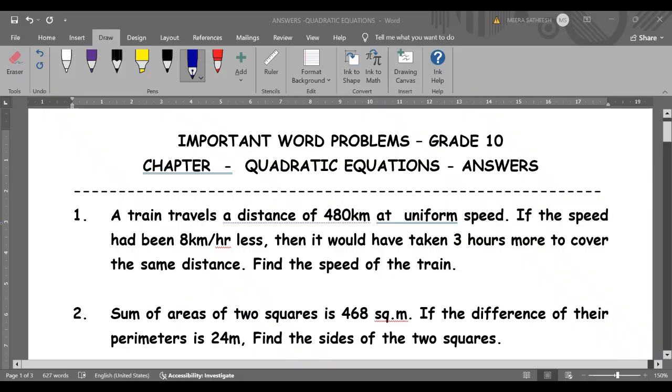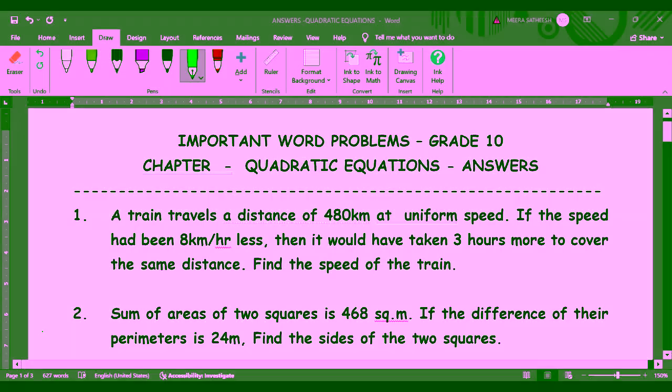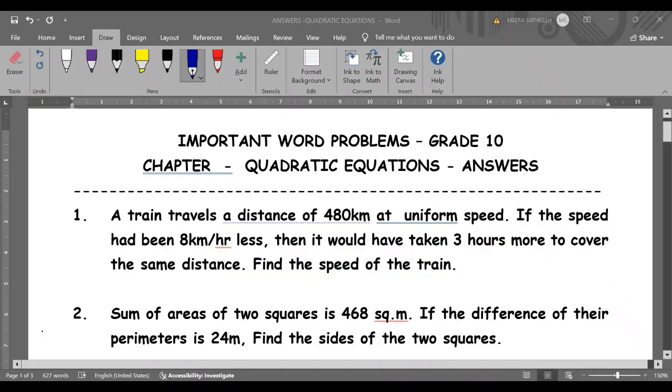Okay, first question. A train travels a distance of 480 km at uniform speed. If the speed had been 8 km per hour less, then it would have taken 3 hours more to cover the same distance. Find the speed of the train.